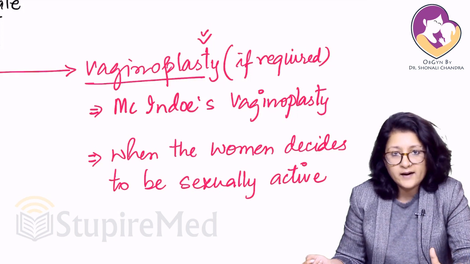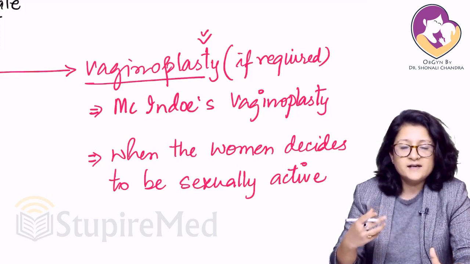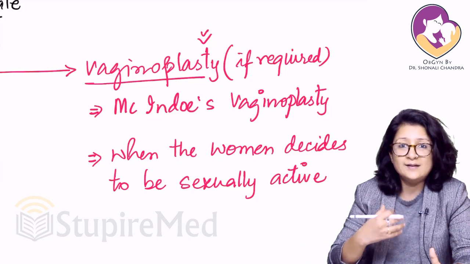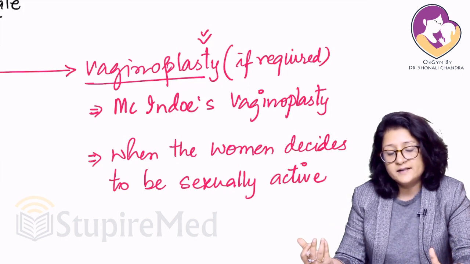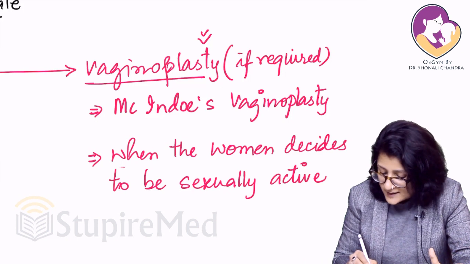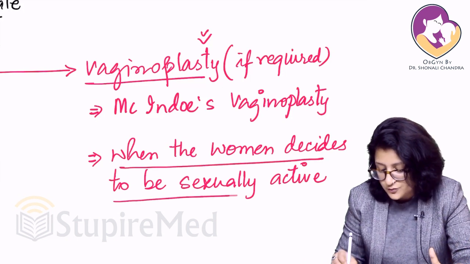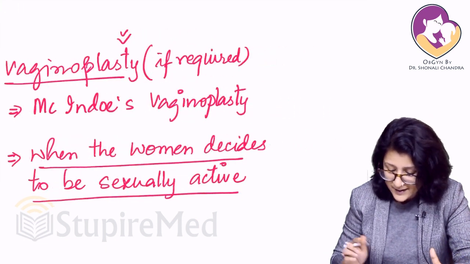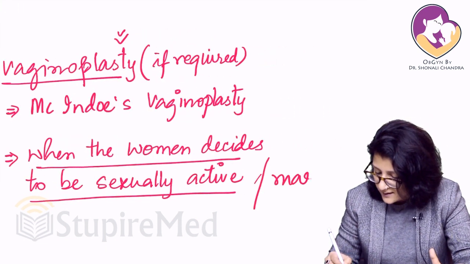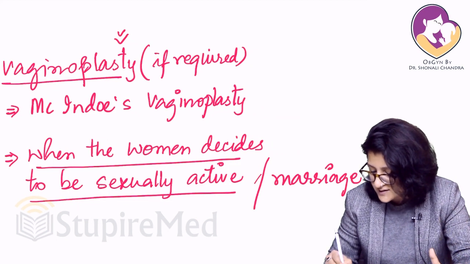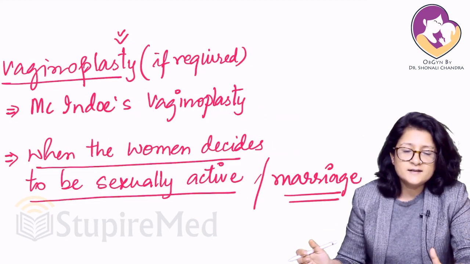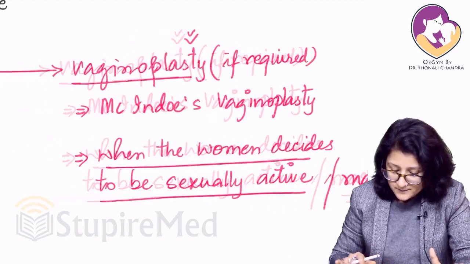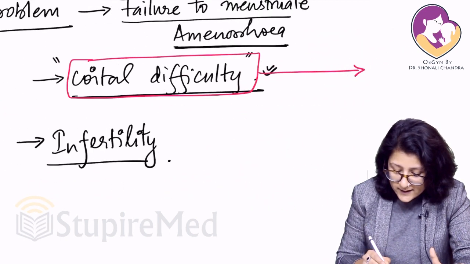It doesn't help, right? So regular sexual activity after the creation of the vagina, that is after the vaginoplasty, is going to help maintain the vaginal depth. So vaginoplasty is done only when the woman decides to be sexually active. That may or may not coincide with marriage. So at around the time of marriage, when she is deciding to marry, that is the time when one needs to go for vaginoplasty. The other problem is infertility.